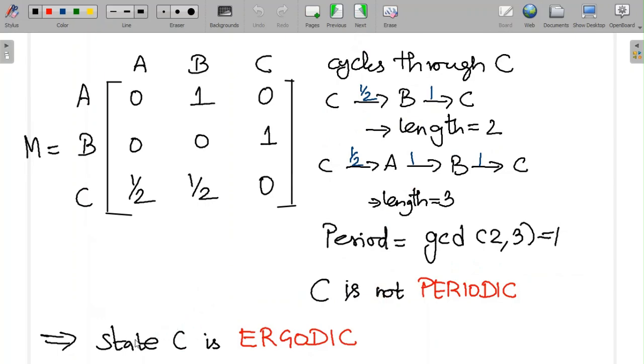Likewise, when you look at state C, we see that there are two cycles passing through C, one of length 2, the other of length 3. So the period of this state will be the GCD of the two lengths 2 and 3, which is again 1. Therefore, C is not periodic. And we have already shown that all states of the Markov chain are non-null persistent. Therefore, the state C is in fact ergodic.